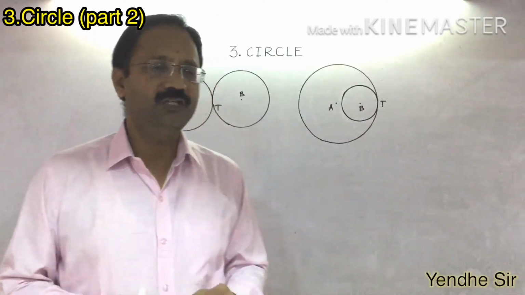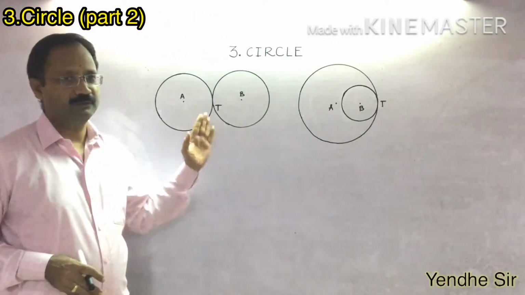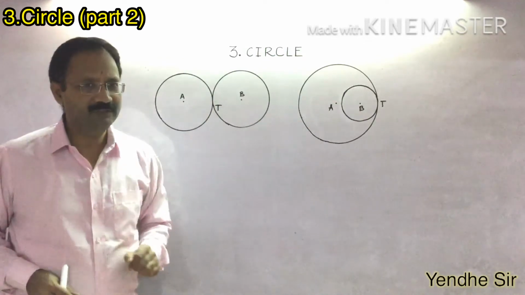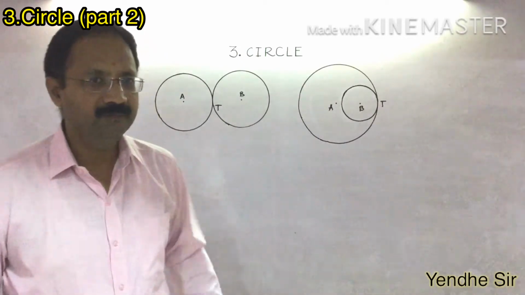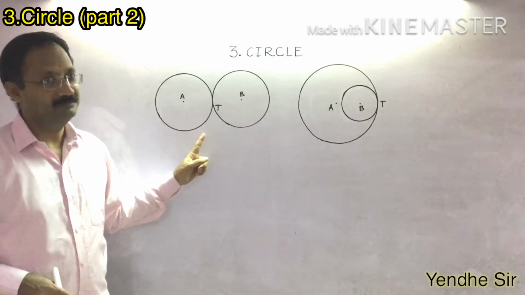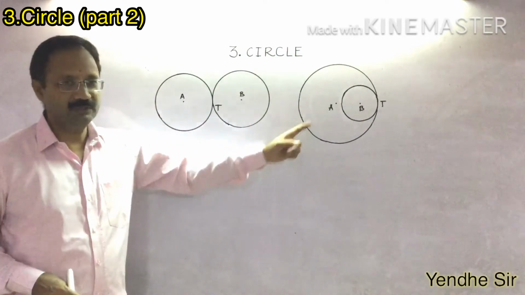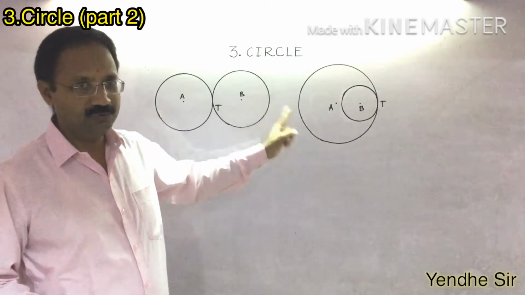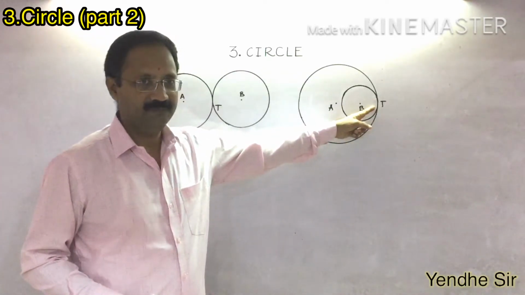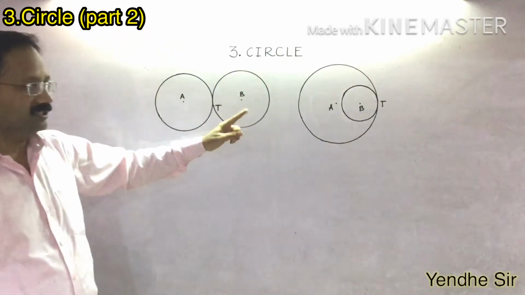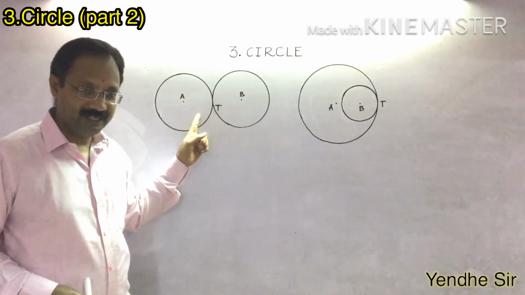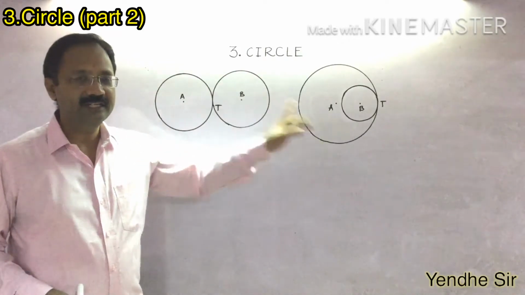Here are the two properties that I am going to tell you. See these two diagrams. What do you observe? In the first diagram, these two circles touch each other externally. And what about this? These are the two circles which are touching each other internally. Both the circles are touching each other, but there is a difference. They are touching externally and they are touching internally.